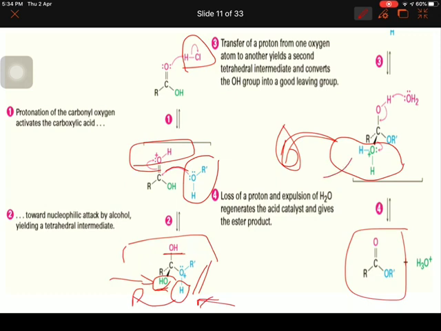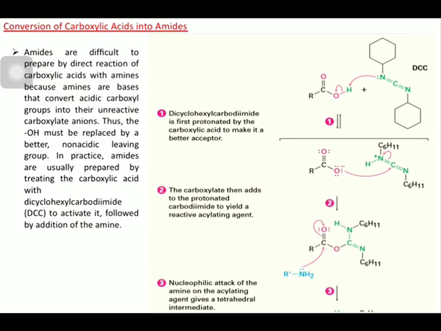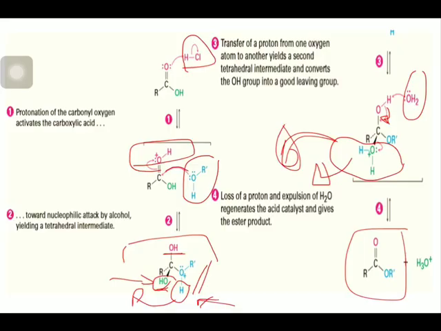The second hydroxide rearranges to get the double bond, C double bond O, which is attacked by water to regenerate the acid catalyst. This is the general mechanism for the ester.